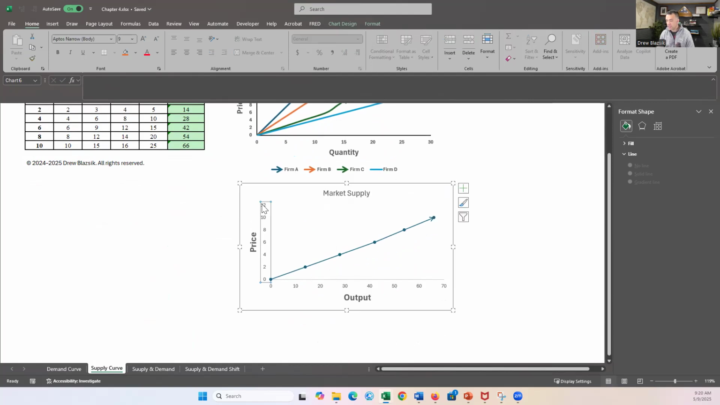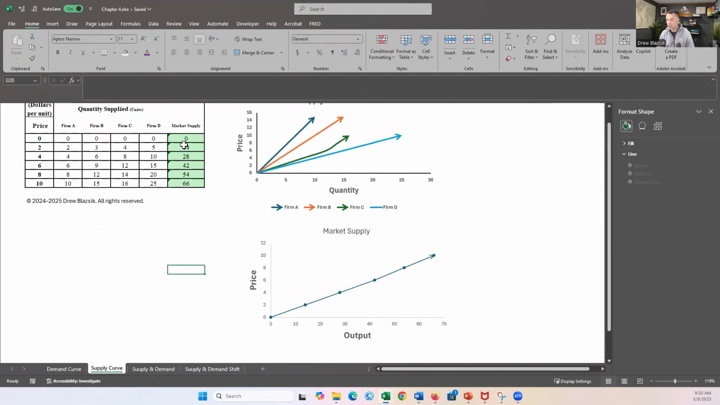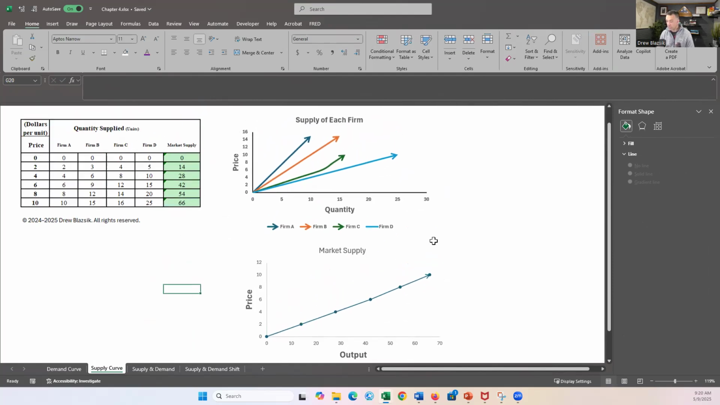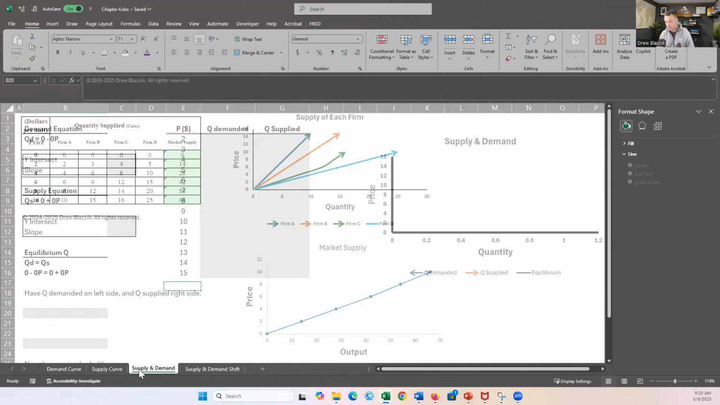And again, the price does not change. The output does change because at a specific price, we are supplying more. All we do is add up all those. So that's the market supply of a good. Again, upward slope. When price goes up, I supply more. Again, go to the PowerPoint, look at the definitions, understand what they mean.